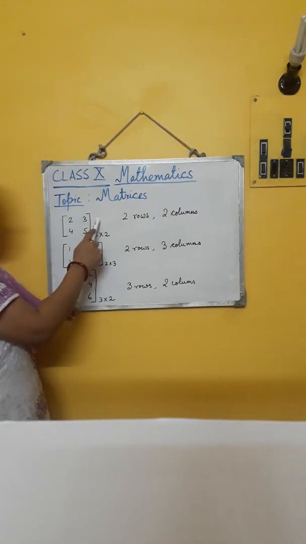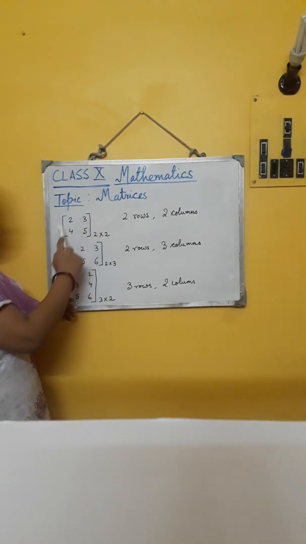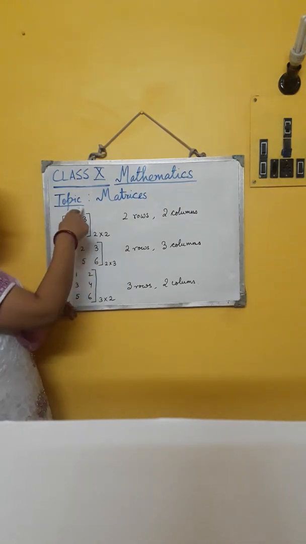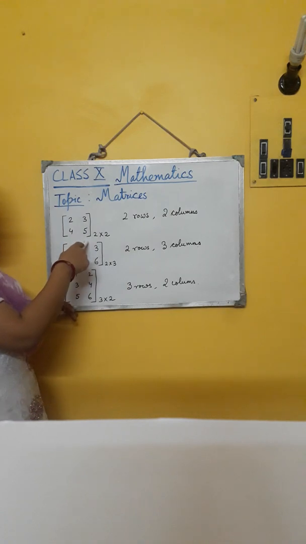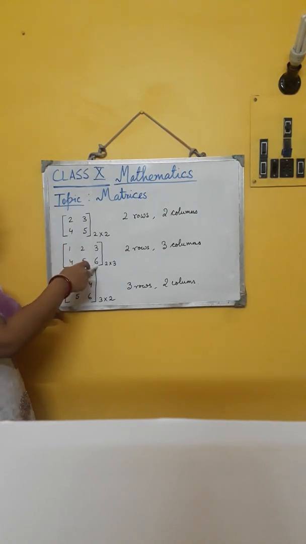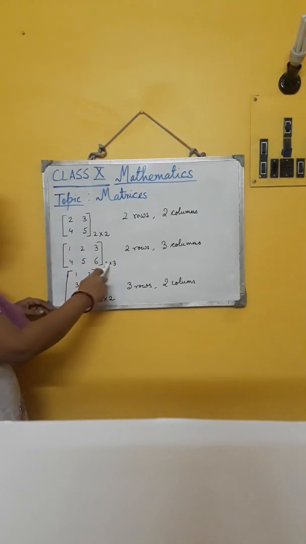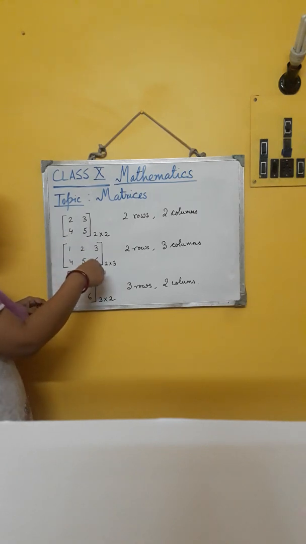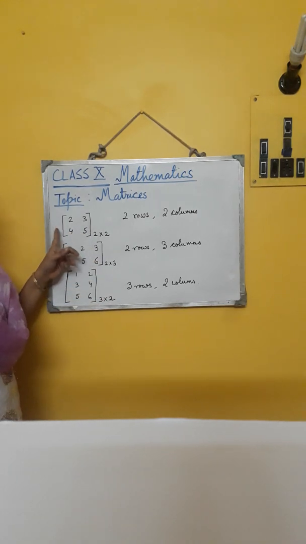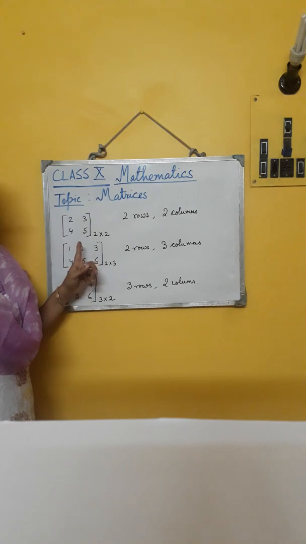They are arranged in a row. This is the first row, this is the second row. This is the first column, this is the second column. Here also you can see this is a row, this is a row. There are 3 columns. Now these are known as order of matrices.